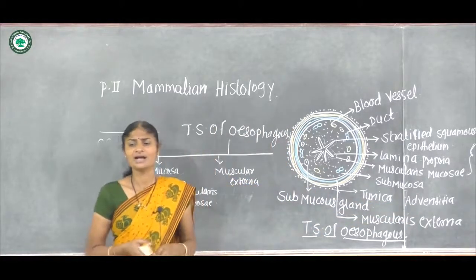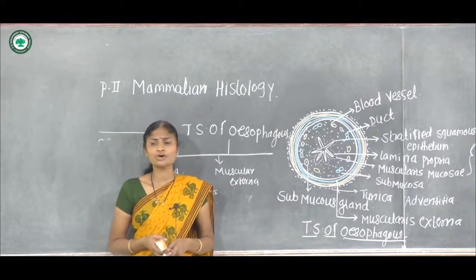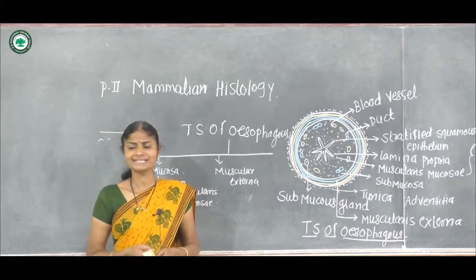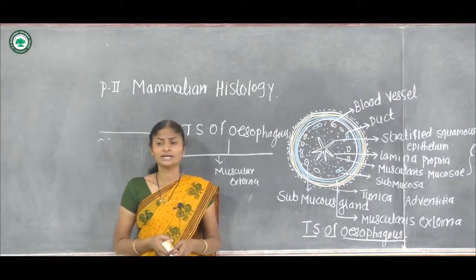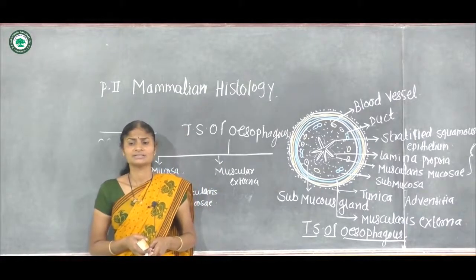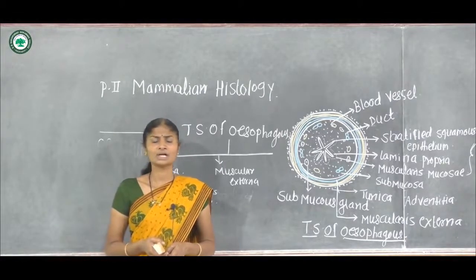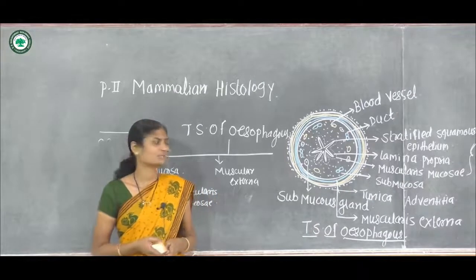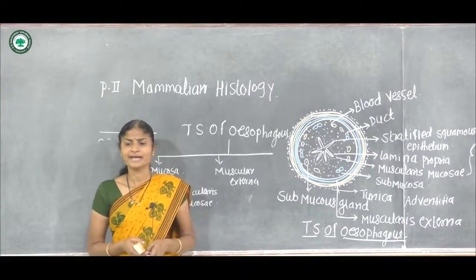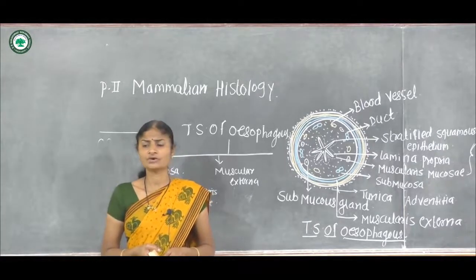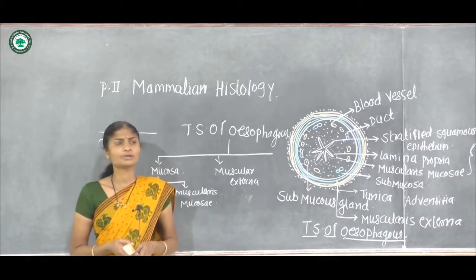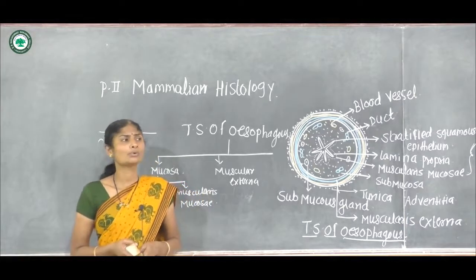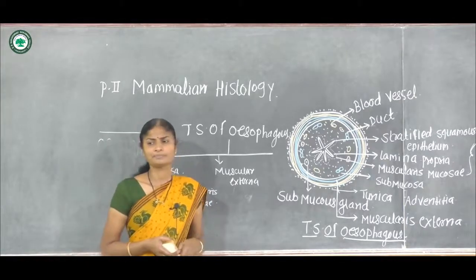This Tunica adventitia layer is composed of loose fibrous tissue that connects the esophagus with neighboring structures. The esophagus is surrounded by dense fibrous tissue that forms the adventitia coat. The lower part of the esophagus has a covering of peritoneum.